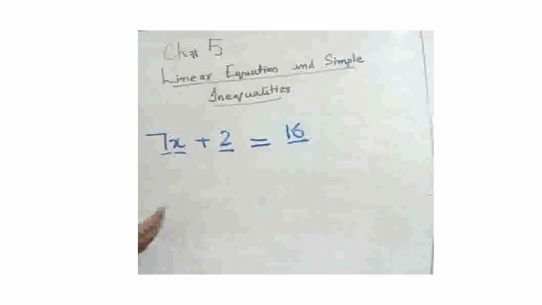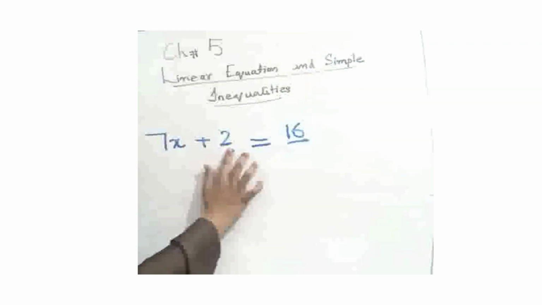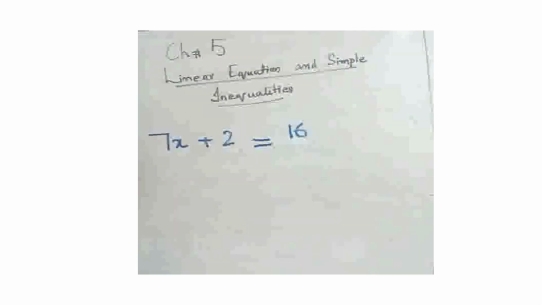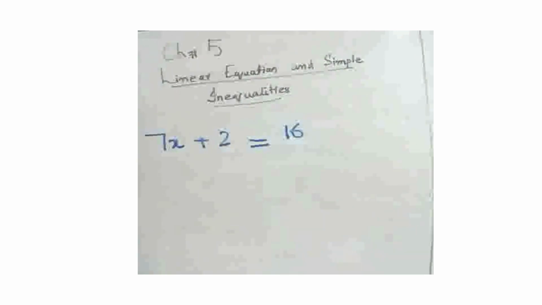Now this is called a linear equation. Why is it known as a linear equation? Because it has only one variable in it. You have seen such equations in which x is also there, y is also there, and z is also there. When more than two variables are together in our equation, they are not linear equations. So we are only dealing with linear equations in chapter 5 that will have only one variable at a time.